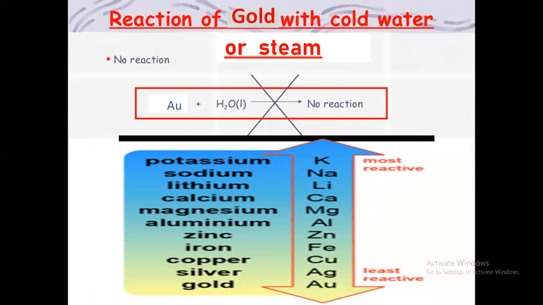As you are seeing in this slide, gold is placed at the bottom of the reactivity series over here, right? As you know, gold is an unreactive metal. It does not react with anything. So gold does not corrode and stays shiny, right? That's why gold is good for making jewelry, because it is an unreactive metal and it can stay shiny for a long time.